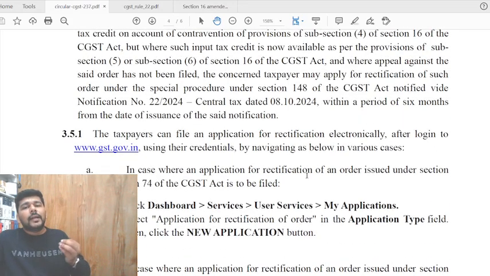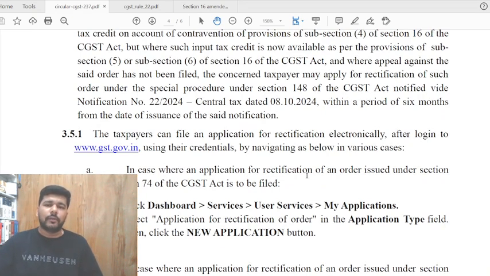Because one may take the benefit of this rectification application and try to, as I said, make his otherwise problematic input tax credits suddenly a correct input tax credit, which should not happen. So this particular thing has been done.